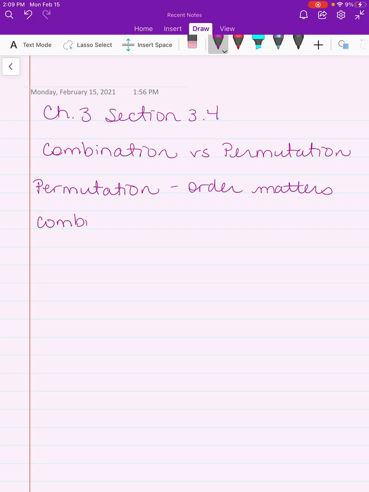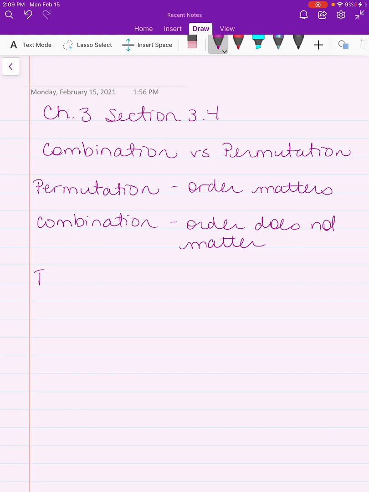A combination, the order does not matter. So in other words, if you have 12 people and you want to select 3 of them to a team, then it doesn't matter what order they're selected in. But if you wanted to select 3 of them to hold office, then the order would matter. That's the difference between a permutation and a combination.